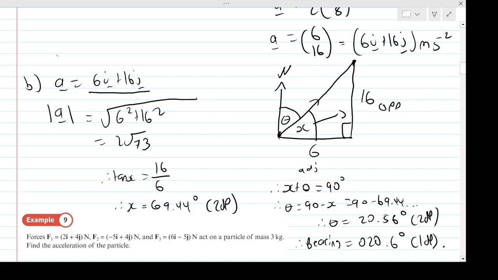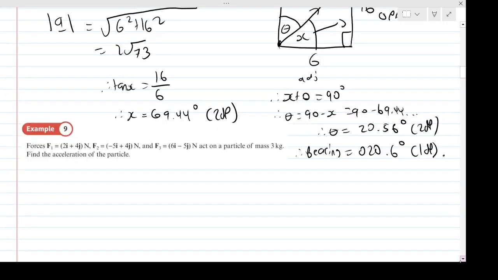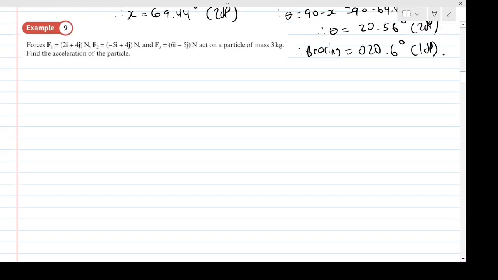And so there we are, okay? Right, then we've got this example here. So now we're given 3 forces that act on the particle with mass 3. Find the acceleration. So again, we're going to be using F is ma.